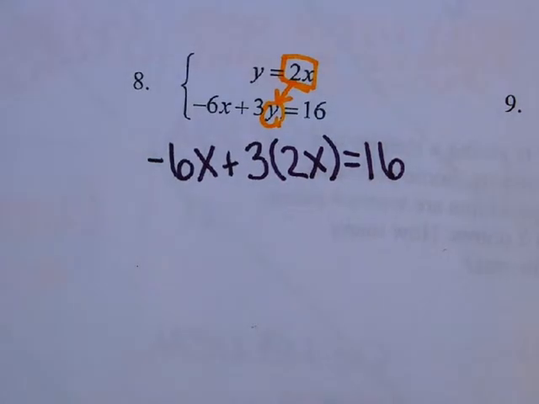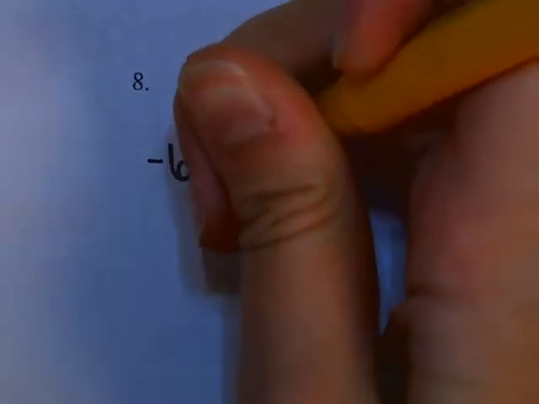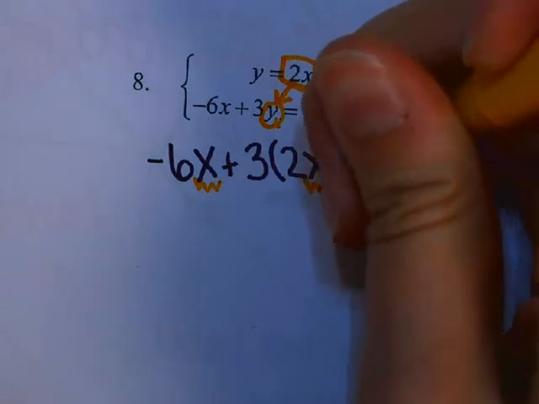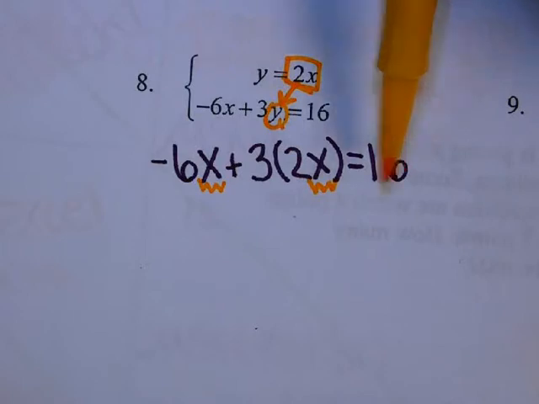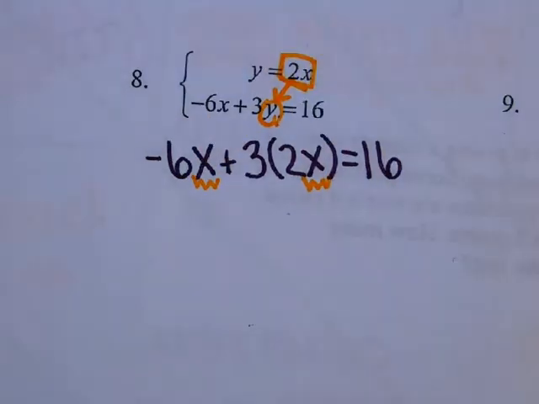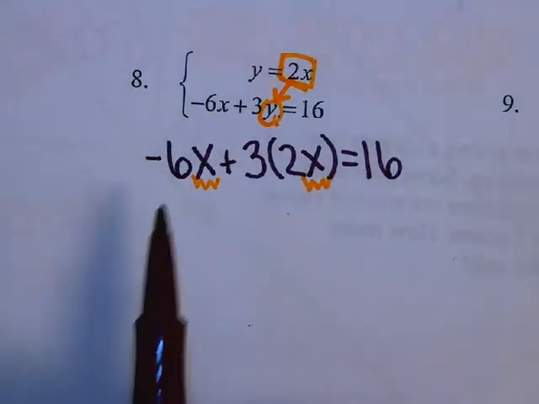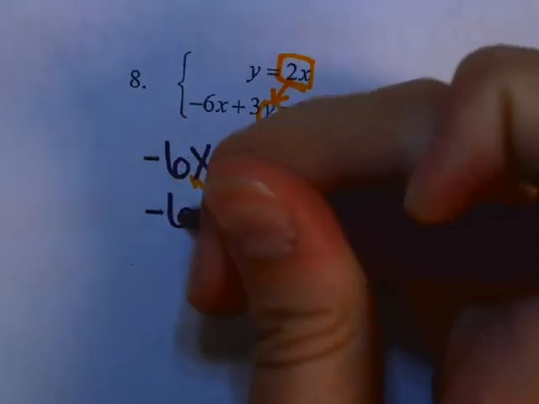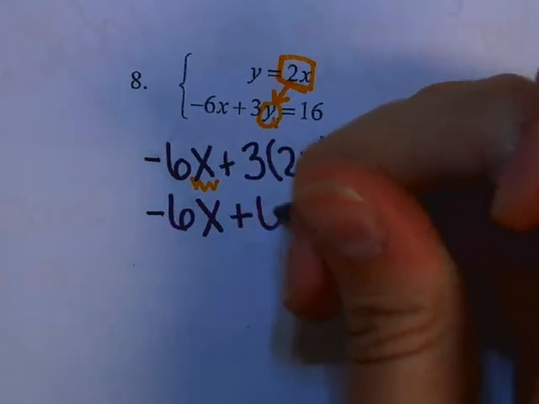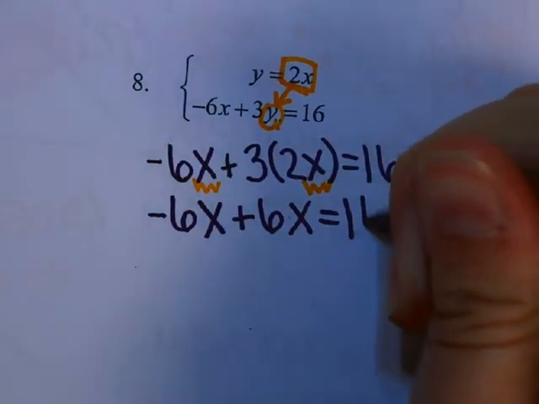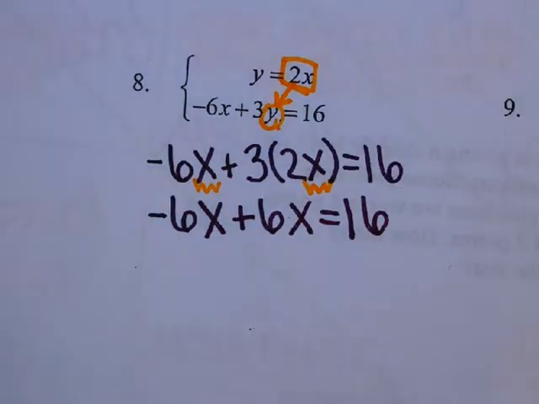Alright, now we're going to solve this. What we're trying to do is solve for x. So we have an x there and an x there. Notice there's no other variables here. So when we have just x's, we can go ahead and solve for x. First thing we're going to do is simplify this: negative 6x plus 3 times 2x, 3 times 2 is 6, so 6x, equals 16. Alright, and we're going to keep solving from here.